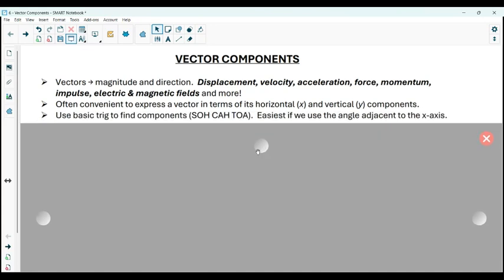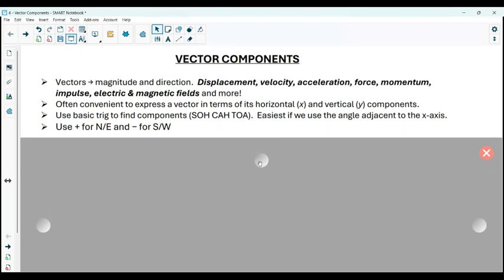We can use basic trigonometry to find the components. Good old SOHCAHTOA will show us how to do that. So it's going to be really useful. This is going to be easiest if we always use the angle adjacent to the x-axis. I'll show you what that means in a minute. For north, south, east, west, we'll call north and east the positive directions, and for south and west, we'll call those the negative directions.